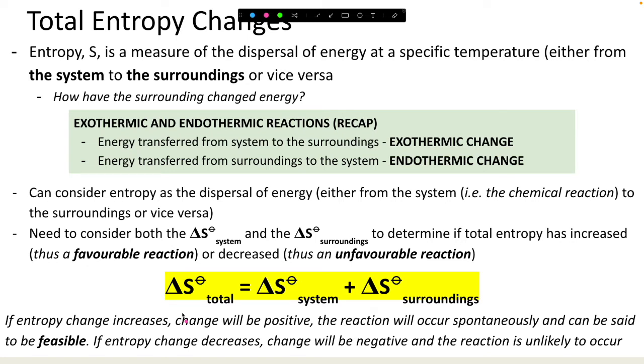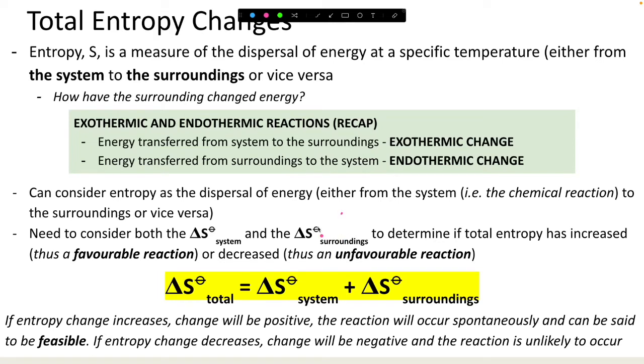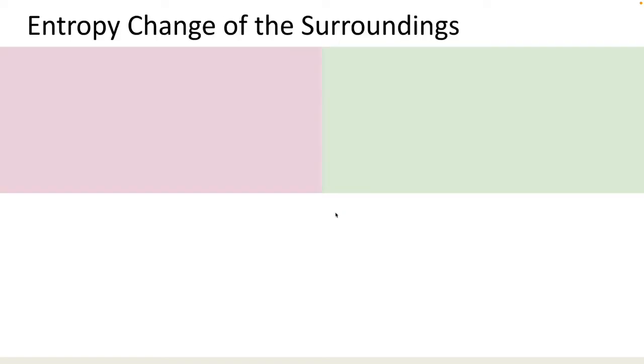Now this idea of feasibility and spontaneity is something we're going to come back to later on, but I'm going to say it now. Just because a reaction is feasible, it just means that it can occur. It doesn't mean that it will occur. We'll talk about what that means a little bit more later on. So let's have a look at how we can calculate the entropy change of the surroundings.